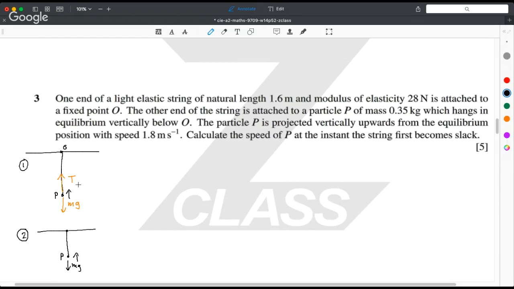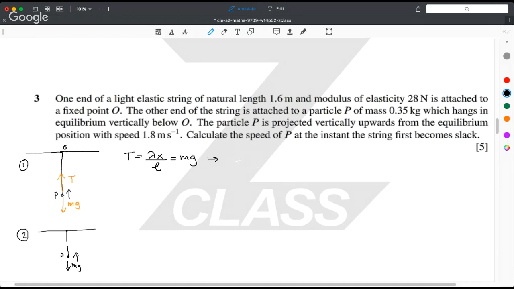Okay, so what happens? What energies are involved when we give this thing a kick? So just as it starts to move, well, we have the elastic energy in the string. Now that's going to depend on the tension. So using the formula booklet, tension is lambda x over L. And we know that just before the thing is given a kick, where it's hanging in equilibrium, this is equal to mg.